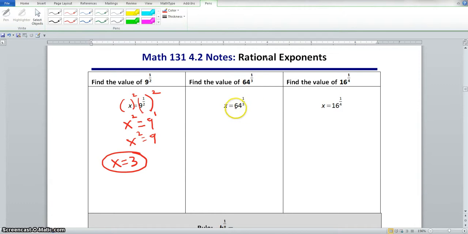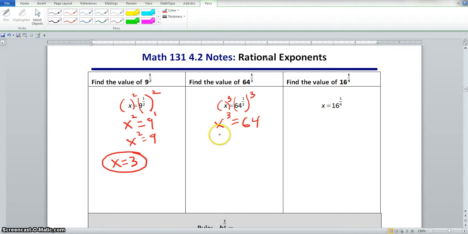Now we come here. We have x is equal to 64 to the 1/3 power. We'll take both sides to the third power, because we want this exponent to be a whole number, preferably 1. So this will give us x to the third power. 64 to the 1/3 to the third will give us 64 to the first power, or just 64. So we have x to the third power is equal to 64.